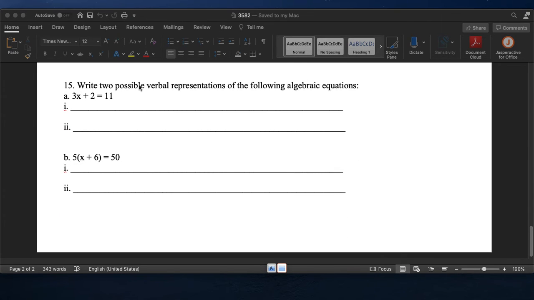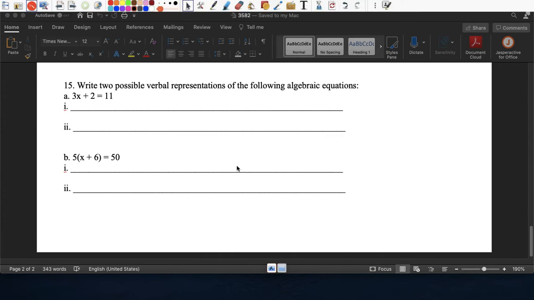Okay, 2 more. Write 2 verbal. Okay, so same thing. They're asking us to do 2 verbal statements. So let's start with 1. So we can say 3 times x, comma, plus 2 is 11. Okay, so we can say that.